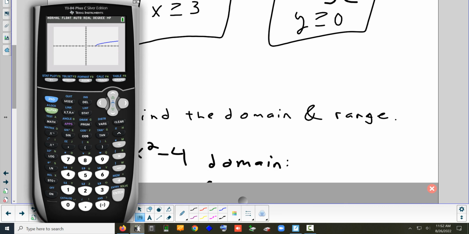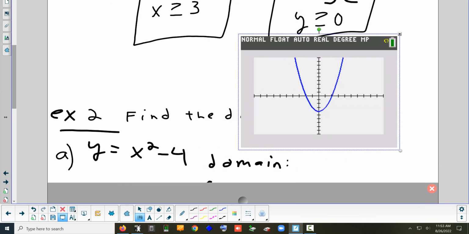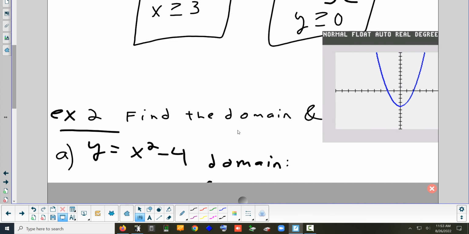Alright, I guess we'll just try this one too. Let's type in x squared minus 4. Zoom 6. The domain is every number that you are allowed to plug in. What kind of numbers can you raise to the second power? Every number. You're never going to divide by 0 here. I told you that was one thing to look out for. And you're never going to take the square root of a negative. There's no square root in this problem. So this domain is all real numbers.